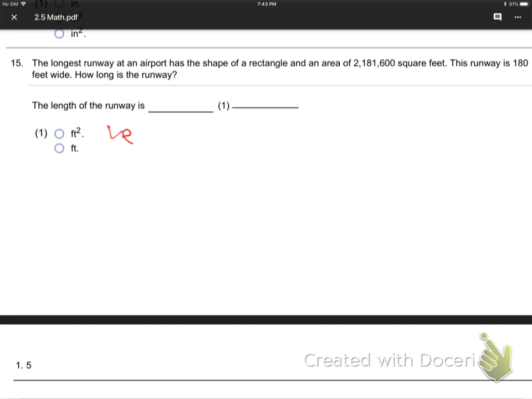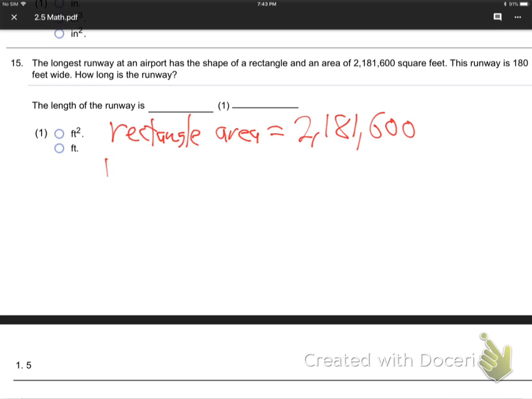So basically, we have a runway, the rectangle. Let me just write it out here for you. The rectangle area is 2,181,600. It's 180 feet wide. How long is it? We just divide. Are we good with just dividing there? Yeah, we get the formula. The formula, area equals base times height. Totally, you're totally right.